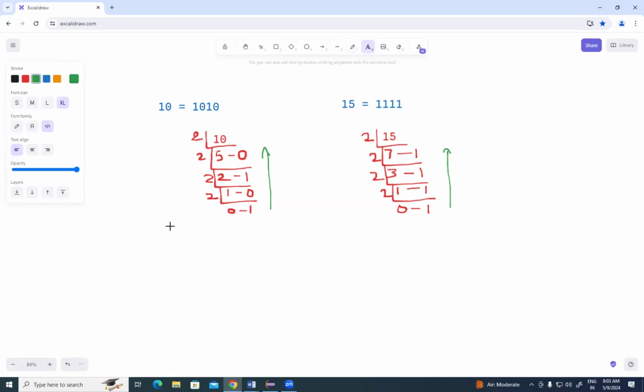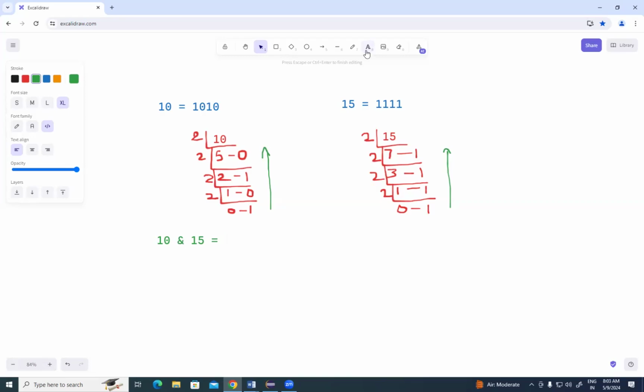Now if I write 10 and 15 equal to how much? So let me explain you, folks. Just give me a second. Yeah, folks, 10 and 15. Okay, this is called a bitwise AND operator.